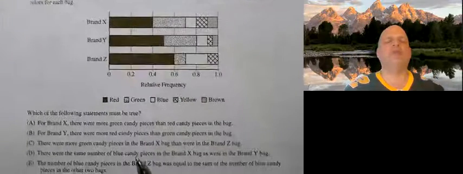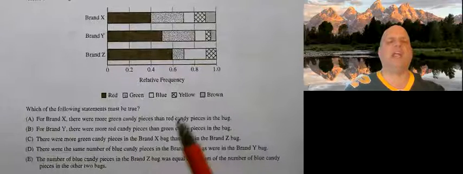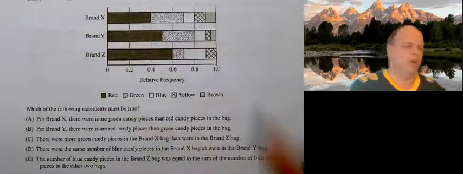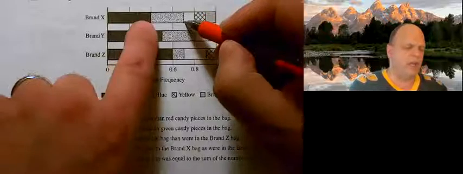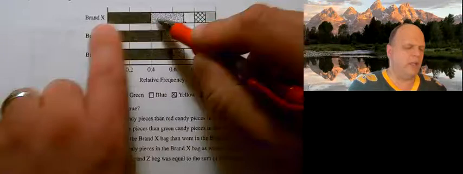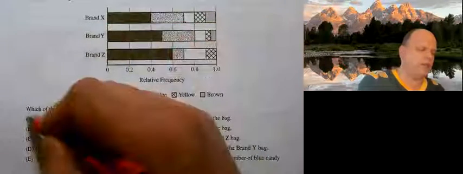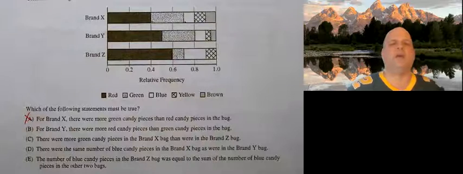So for which must the statements be true? For brand X, there are more green candies than there are red candies. Well, these are the green candies, and it's not quite 2, and this is 2, so that's false. There are more red candies. Brand X has more red candies than it does green candies.